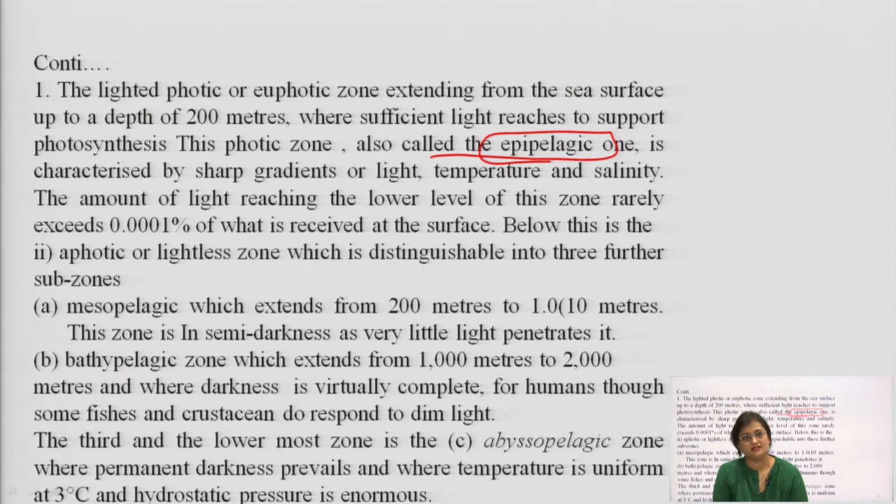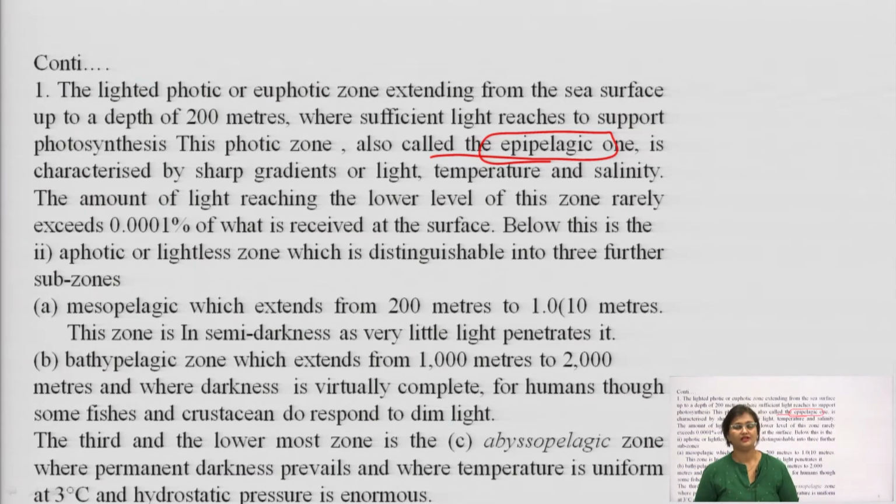It is characterized by a sharp gradient in light, temperature and salinity. The amount of light reaching the lower level of this zone rarely exceeds 0.0001% of what is received at the surface. Below this is the aphotic zone.